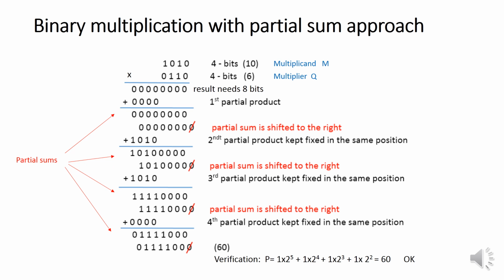And here we shift again the partial sum to the right 1 place and drop the pushed bit, and so on. So we keep the partial products in a fixed position. We shift the partial sums to the right, and we add only two, the partial sum and the product, at a time.